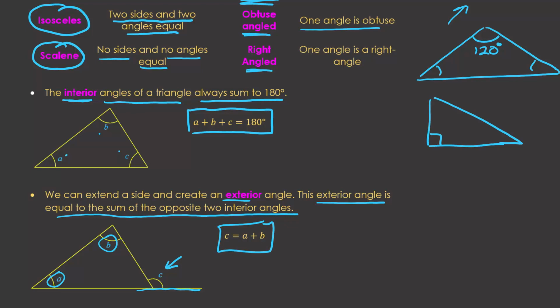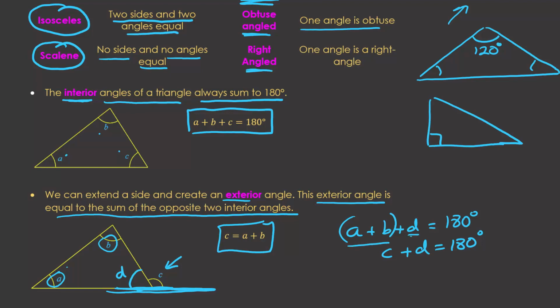Now this is actually not that difficult to figure out because the angles on a straight line are 180, the angles in a triangle are 180. So if I call this angle here D, then it should be clear that inside the triangle A plus B plus D is equal to 180, but also C plus D is equal to 180 because of the straight line here. And therefore, A plus B must be equal to C, if when we add A plus B to D we get 180, and when we add C to D we get 180. So it stands to reason that A plus B and C are the same.